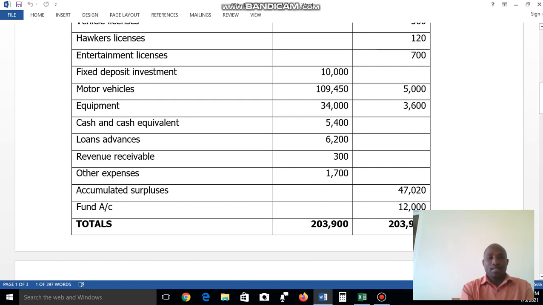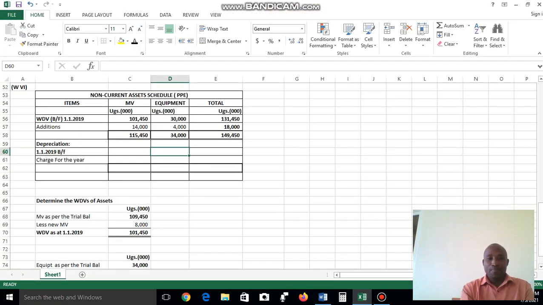Our trial balance is telling us that for motor vehicles this was the cost, but this was the depreciation value, and this was the depreciation value for the equipment. So given that, for motor vehicle it will be 5,000, and for the equipment it will be 3,600. That is 3.6 million. Then the total here is that.